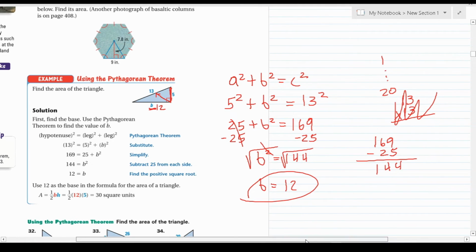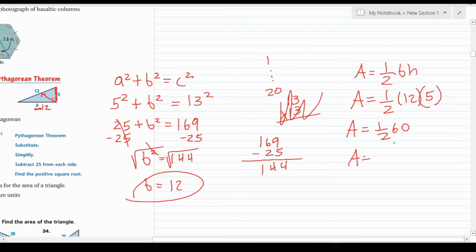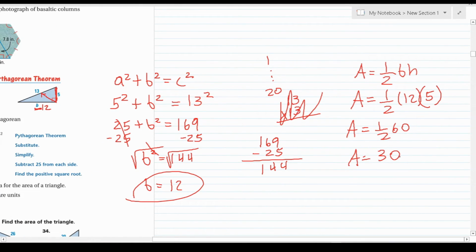And now that we've found b, we can use the area formula to find the area of this right triangle. Again, area equals 1/2 base times height. We know what those things are. The base is 12, so this is 1/2 times 12, and the height is 5. So area equals 1/2 times 12 times 5, which is 60. Area equals half of 60, which is 30. And we're not given any measurements, so just 30 units squared.